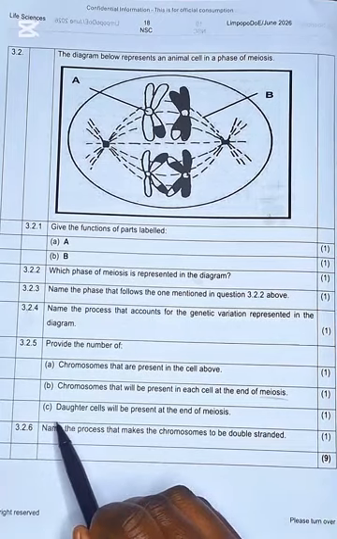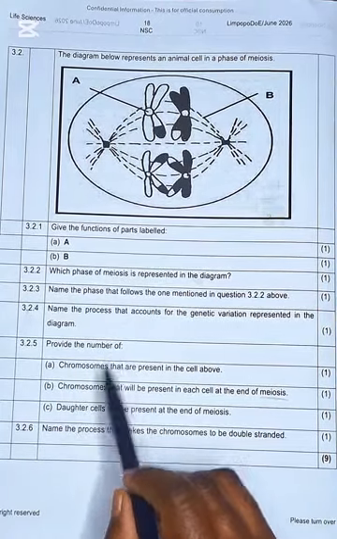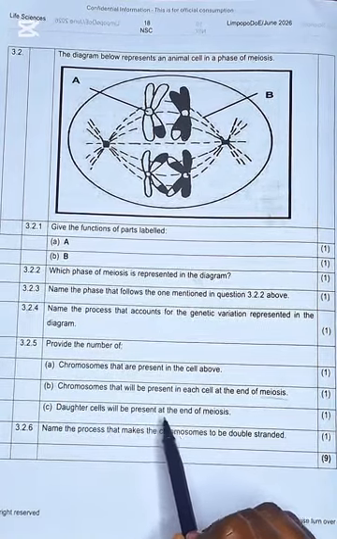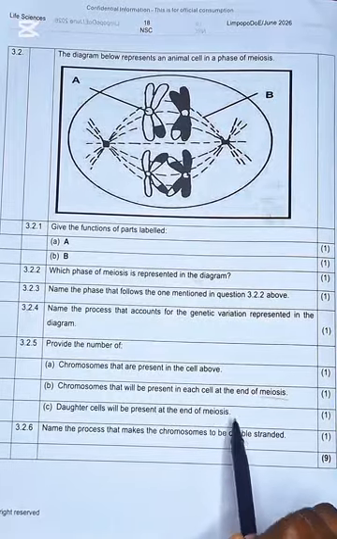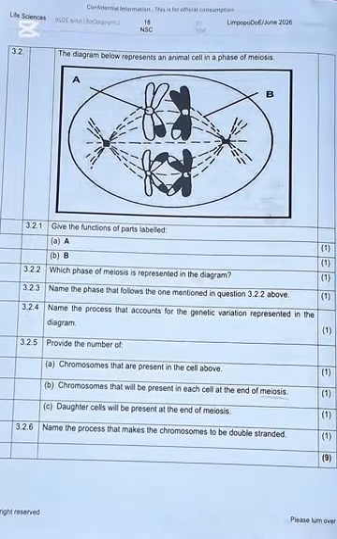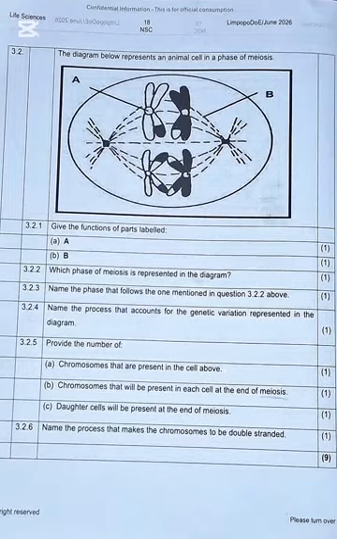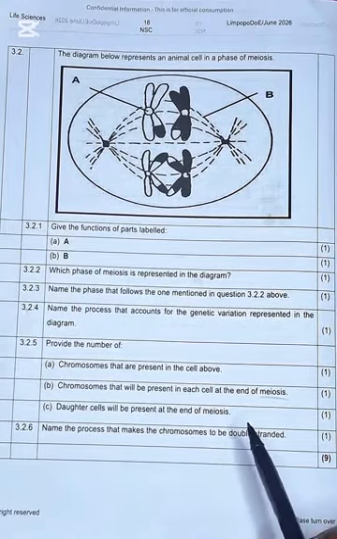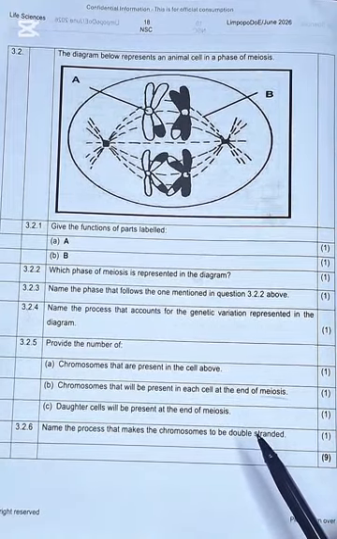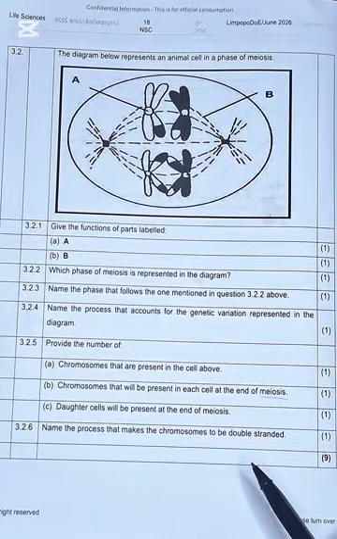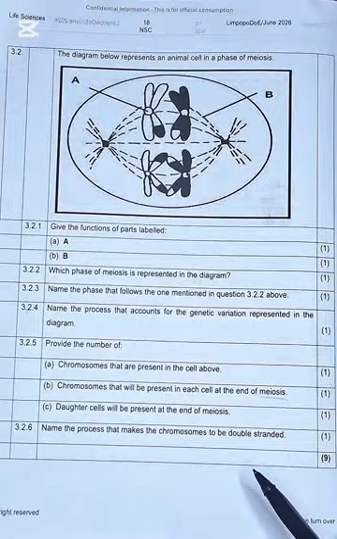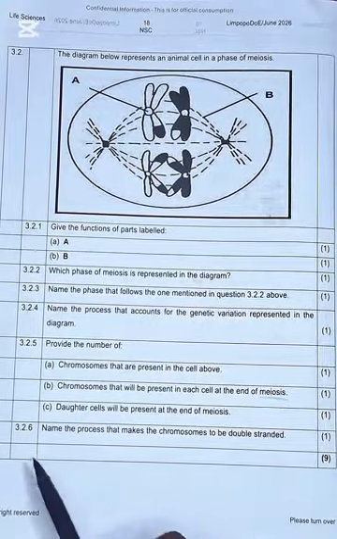Now number C says, provide the number of daughter cells which will be present at the end of meiosis. Now, at the end of meiosis, we are going to have 4 new daughter cells. Now, these 4 new daughter cells are going to have half the number of chromosomes, and they are genetically different from one another. And they are also different from their parent cells.